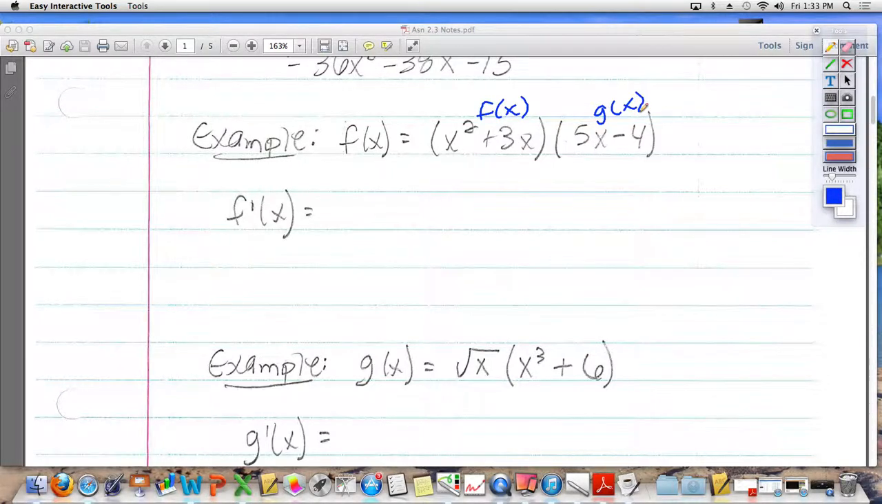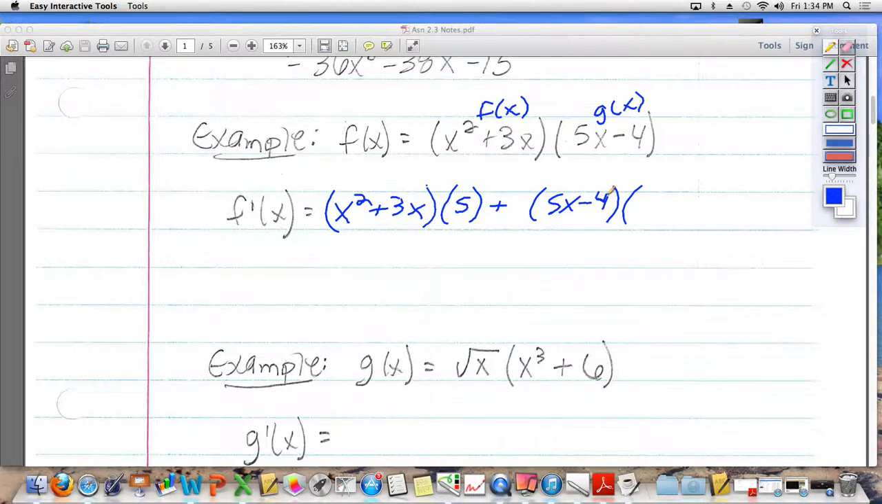According to the product rule, you need to take f of x, which is x squared plus 3x, and multiply it by the derivative of g of x. What's the derivative of 5x minus 4? 5. Yeah, so it's times 5. And you add it to g of x, which is 5x minus 4, multiplied by the derivative of the first function, which is 2x plus 3.